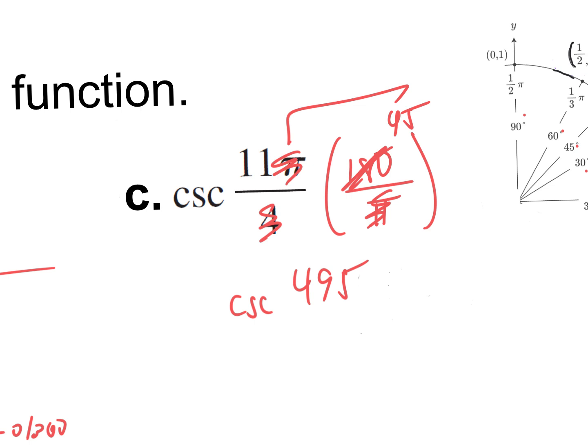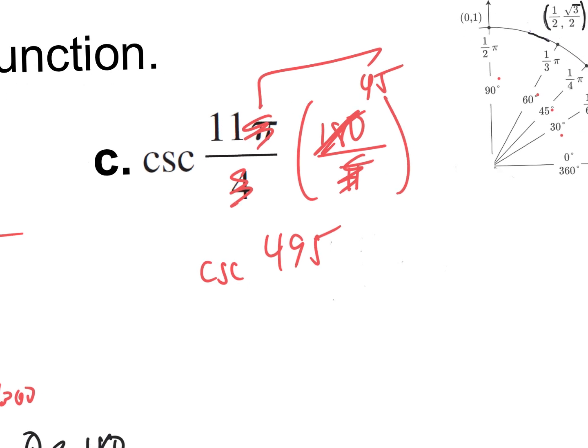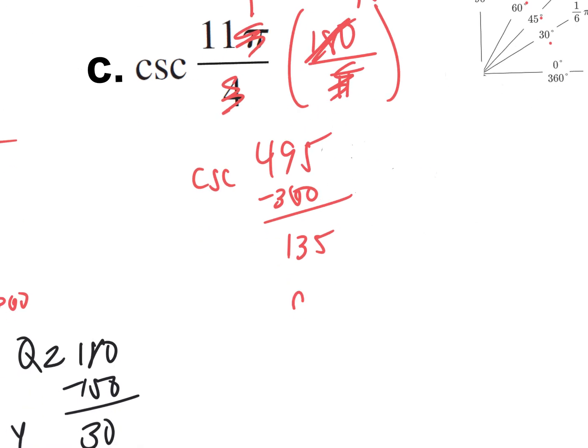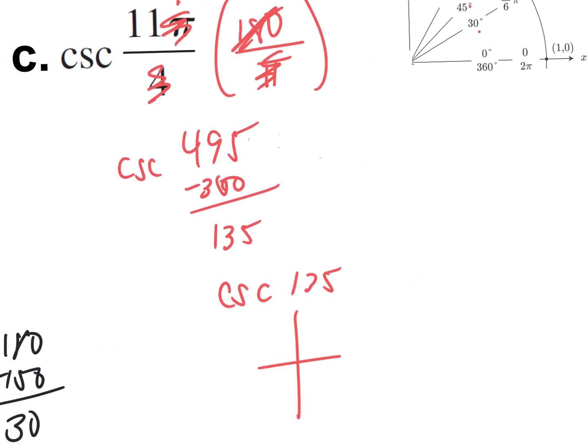So now we're like, well, wait a second. I don't even know where 495 is, so let's take 495 and subtract a whole circle from that, and we get 135. So what we're trying to find here is the cosecant of 135 degrees. Well, where is 135? Here's 180, here's 90, so it's over here in quadrant 2.